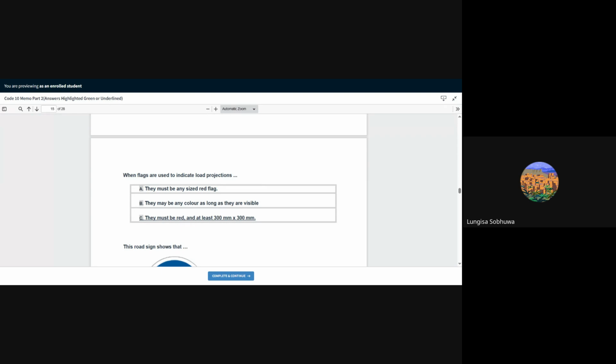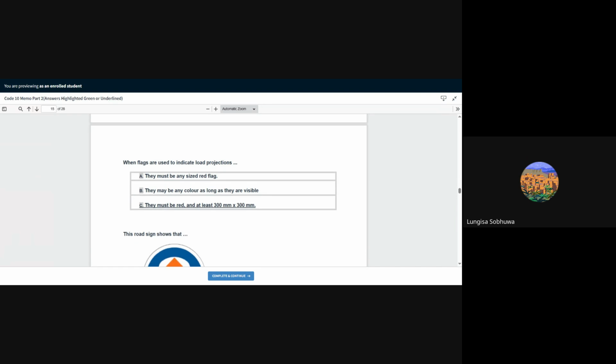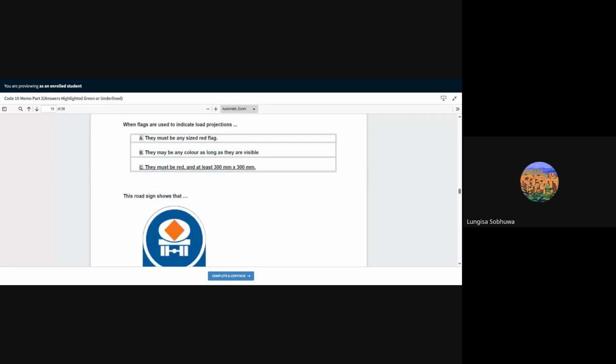Okay, next question. When flags are used to indicate load projections, A, there must be any size red flag. B, there must be any size color as long as they are visible. So the correct answer there is C. They must be red and at least 300 millimeters by 300 millimeters.